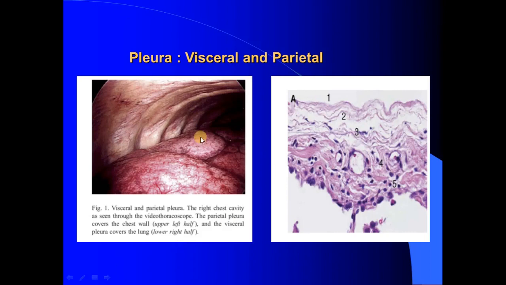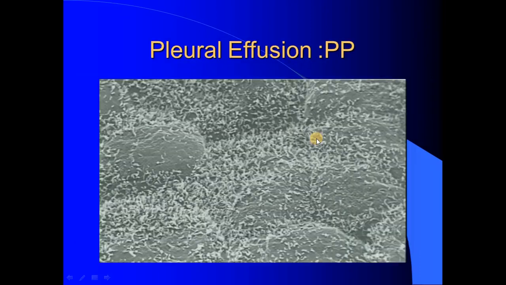As we can see here, this is the lung covered by the visceral pleura, and this is the internal side of the thoracic cage covered with the parietal pleura. This is also a histological picture differentiating between the parietal pleura and visceral pleura. This is the pleural space. This is the villi in the visceral pleura.